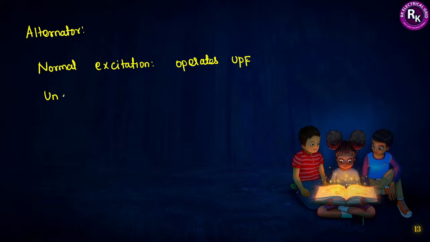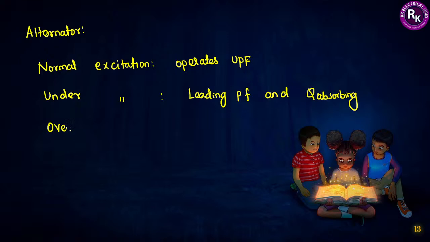Suppose we are operating the alternator at under excitation. Then the power factor will be leading in nature. Just now we saw that under excitation means the alternator is operating at a leading power factor, and at a leading power factor it will be absorbing the reactive power. Then over excitation: the corresponding power factor will be lagging, and definitely it will deliver the reactive power. Understood? Now this is all about the alternator.